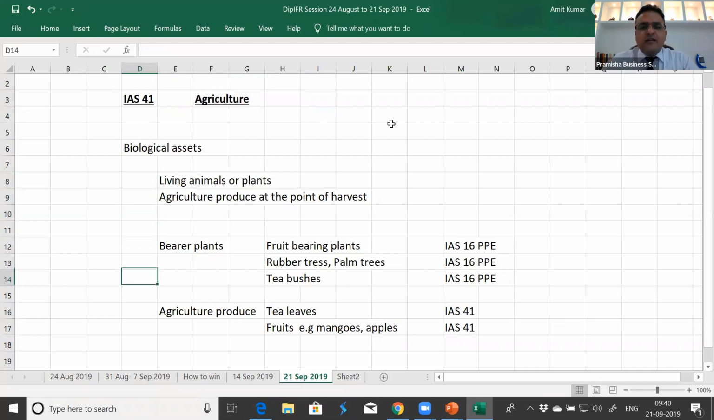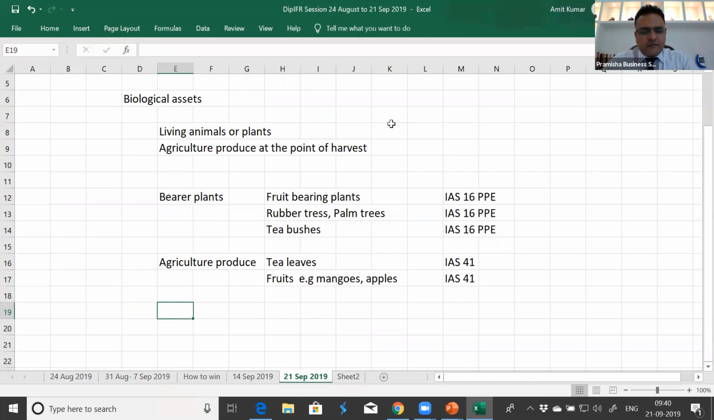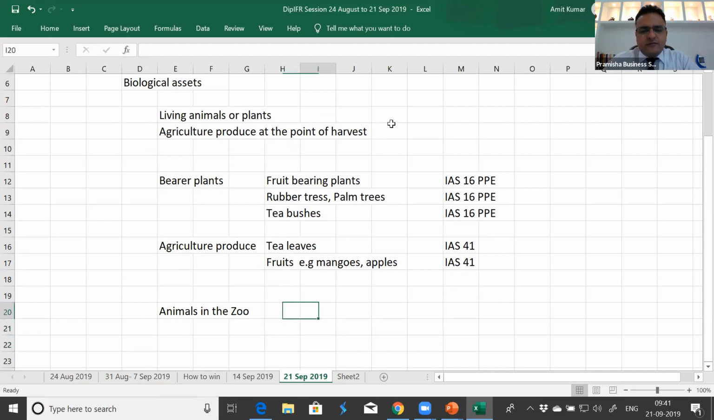What if we have animals in the zoo? Will they be forming part of IAS 41 or not? Animals in the zoo. Will you consider them as part of IAS 41 Agriculture or not? Any idea? Anyone?